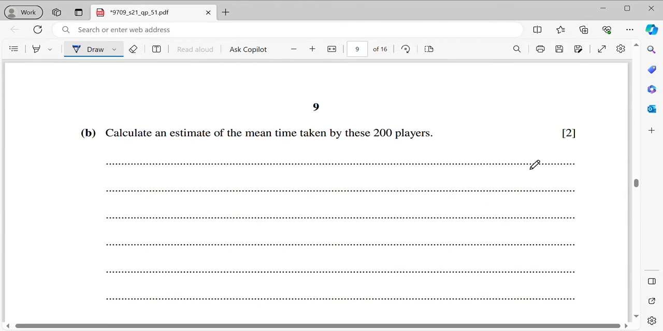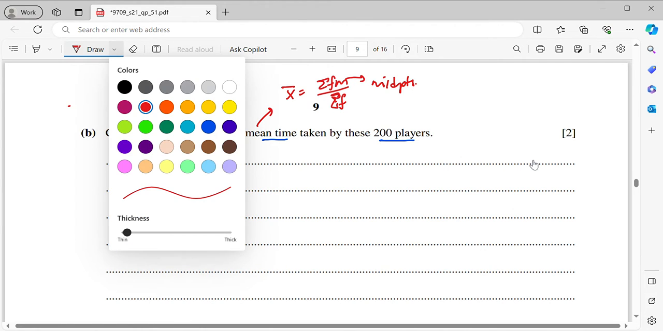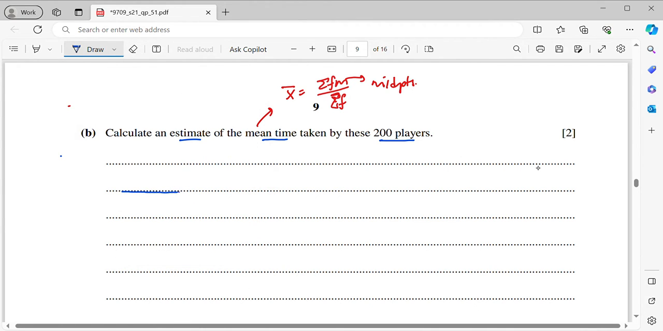Okay, now B, calculate an estimate of the mean time taken by these 200 players. Okay, so when we need to count the mean, then the mean is basically summation Fm over summation F, whereby the M here is the midpoint. All the midpoints. Alright, so now means that I have to calculate the midpoints first. So I'm going to write midpoints M, this is the F.